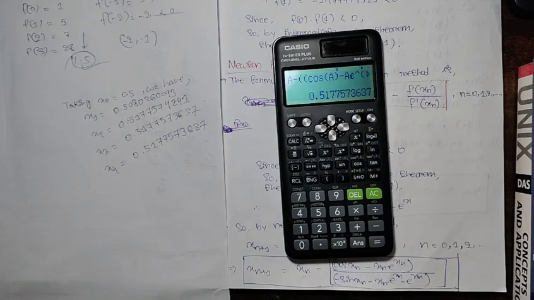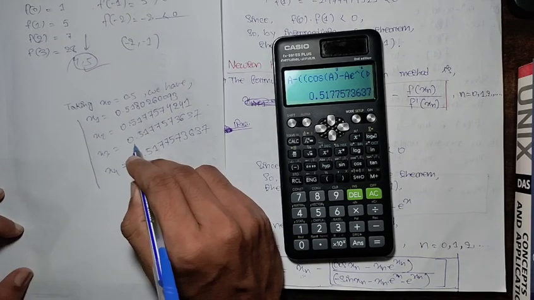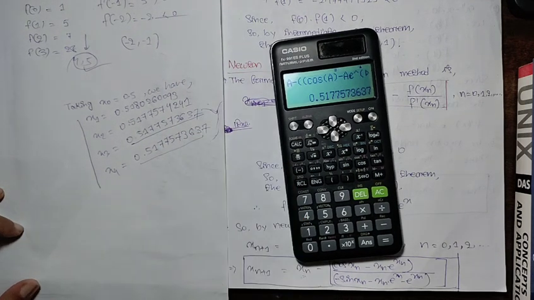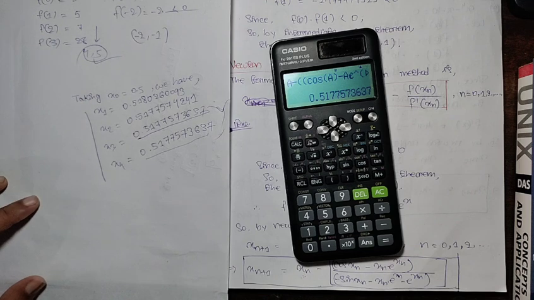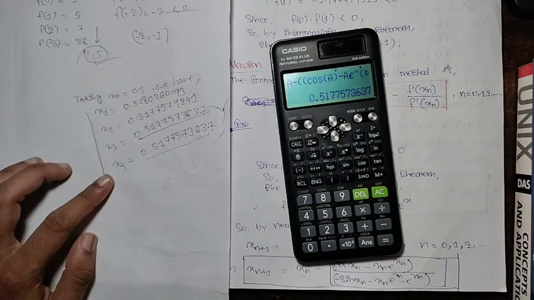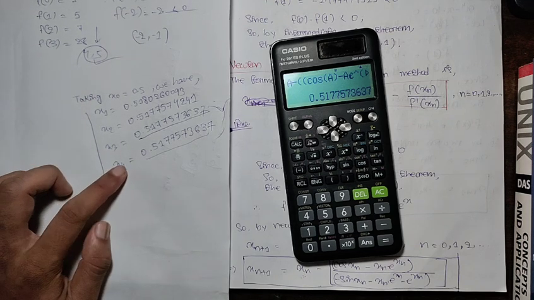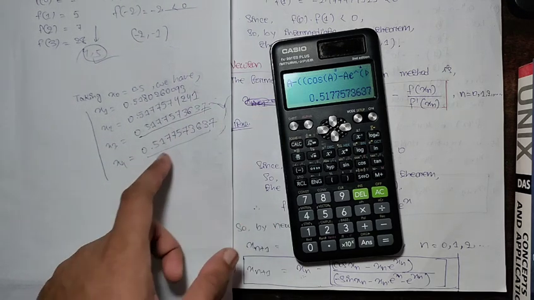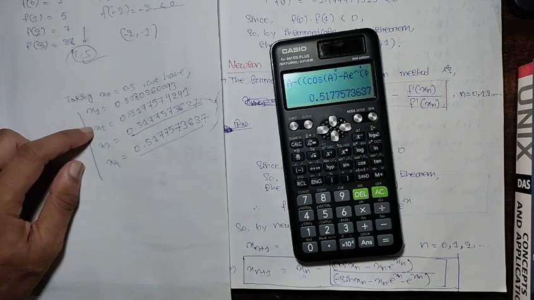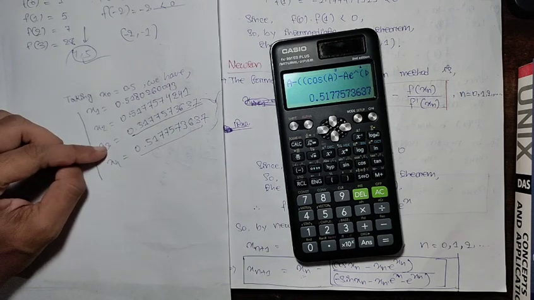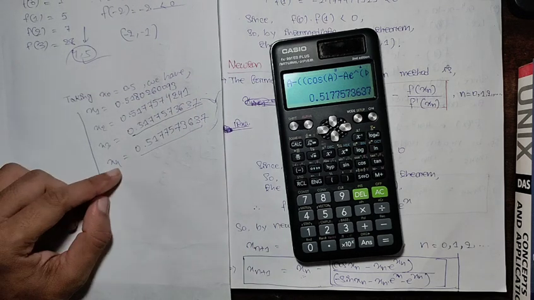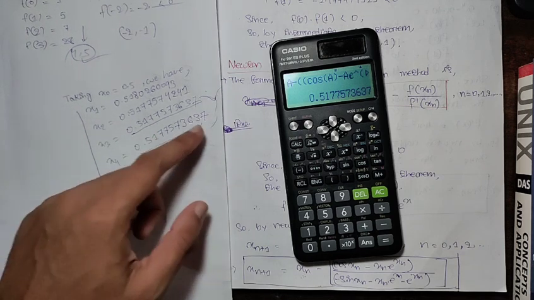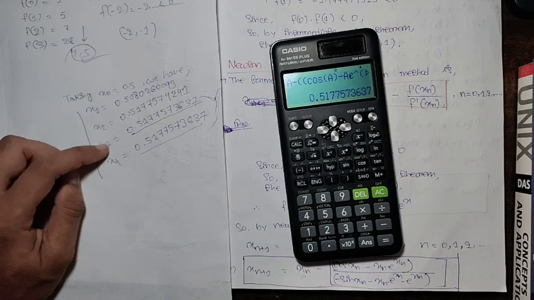0.5177573637. Got it? See here, these two numbers are the same. So here I am getting the number for x3 as this one and the number for x4 as this one, but the x1 and x2 are different from these. So when you get the answer, you should match your answer with the upper part, which is exactly equal to the preceding value, that is x3 here.